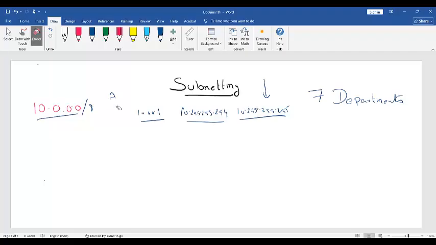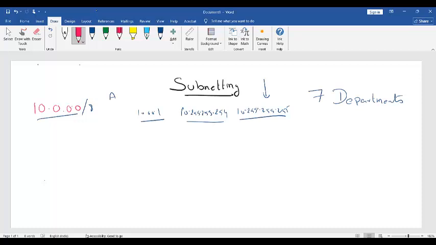And then for each subnet you will have a broadcast address. Now we are going to see quickly, before we get into the subnetting stuff, what are the advantages of doing subnetting?